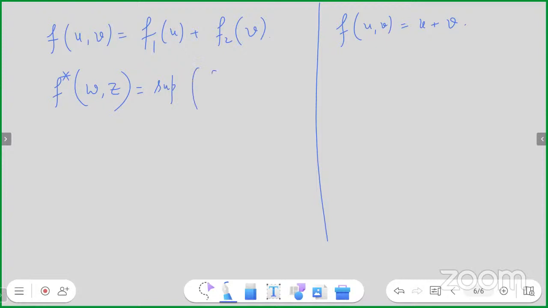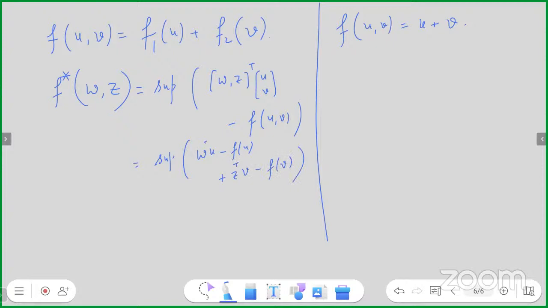So what is this? (w, z) transpose (u, v). So far so good. Minus f of u, v. Now this is separable. It's linear. Keeping it for the moment. But this is the same as w u minus f1 of u plus z v minus f2 of v. And what is the supremum over? U, right?